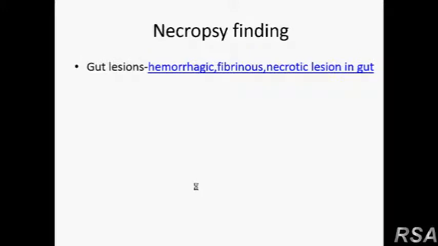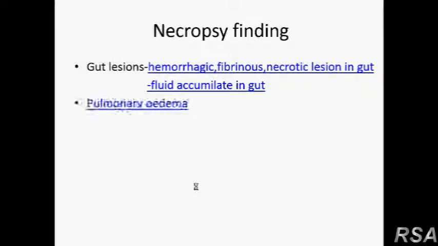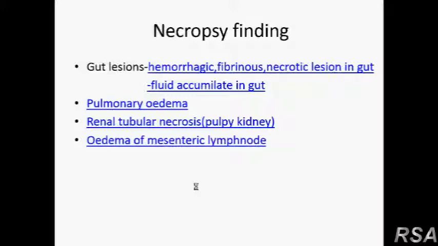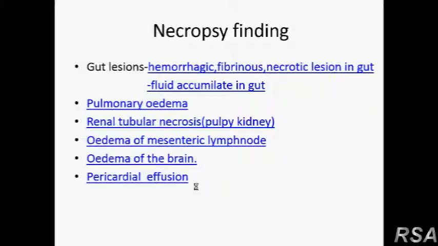Necropsy findings: hemorrhagic, fibrinous, necrotic lesions in the gut, fluid accumulation in the body cavities, pulmonary edema, renal tubular necrosis, edema of the mesenteric lymph node, edema of the brain, pericardial effusion, fatty liver.